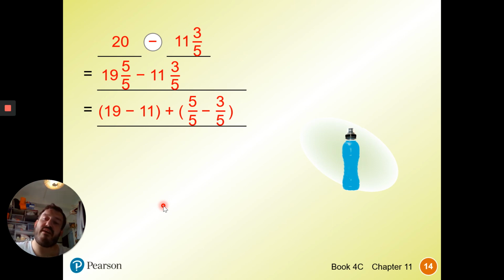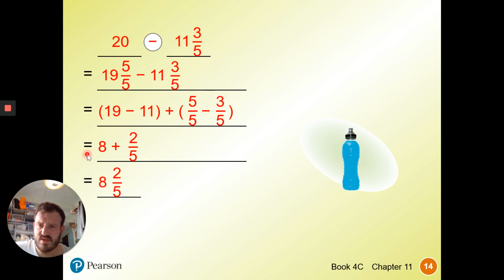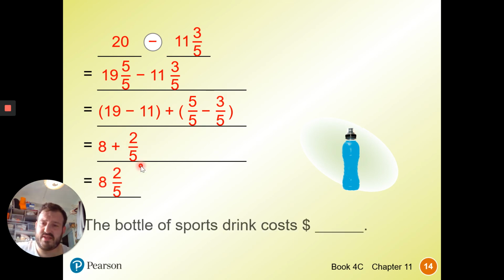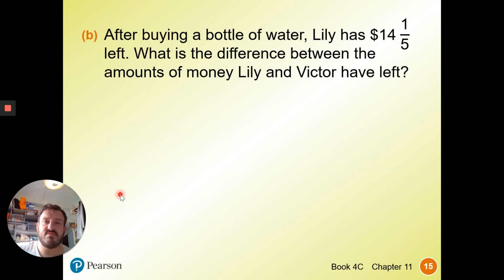We've got 19 and 5/5 because we've turned one whole into an improper fraction. And then we're going to minus our 11 first. 19 minus 11 is going to be 8. And then 5 minus 3 is 2. 8 and 2/5. Can't be reduced. So the sports drink costs 8 and 2/5.